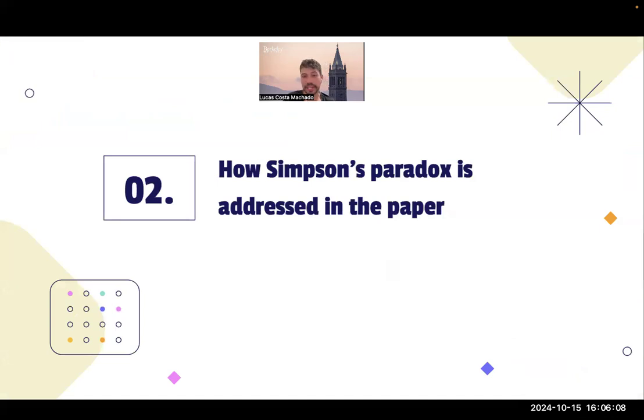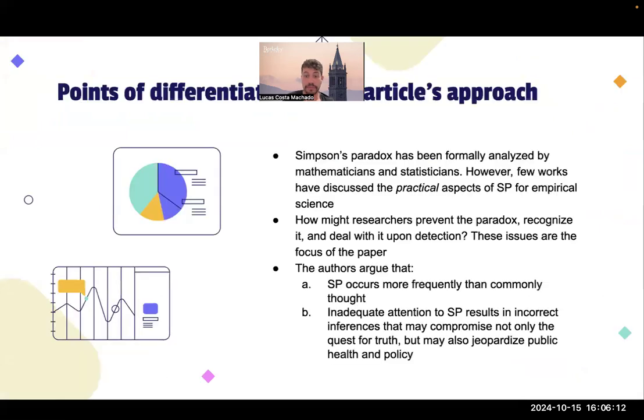So going deeper here, how are they addressing this paradox in the article? Well, this paradox has been formally analyzed by mathematicians and statisticians, but we don't have many discussions about the practical aspects of it. So that's one of the goals of this article. Also, once you face this problem, how should we deal with that? So the article also has some tools that we're going to discuss later.